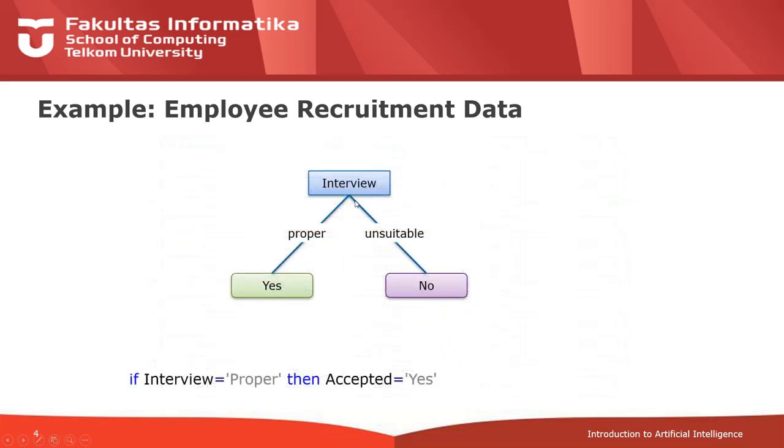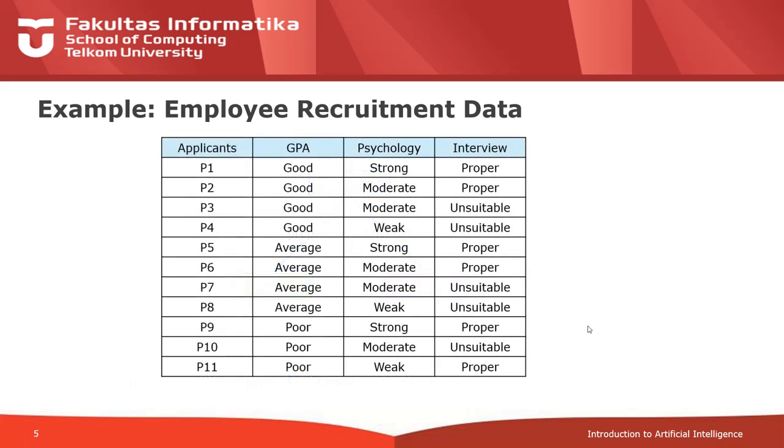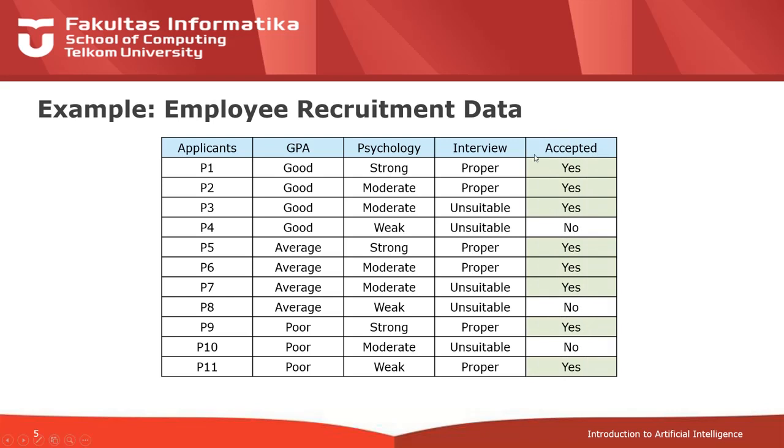Okay. So in that case, the decision tree will be just as simple as this one. So based on the interview, if the interview is proper, then accepted is yes. If the interview is unsuitable, then accepted will be no. And we can do this in a programming language like this. But what happens if the data is like this?